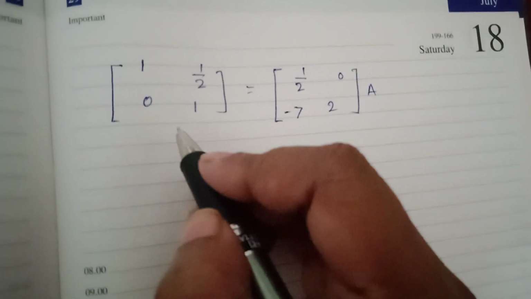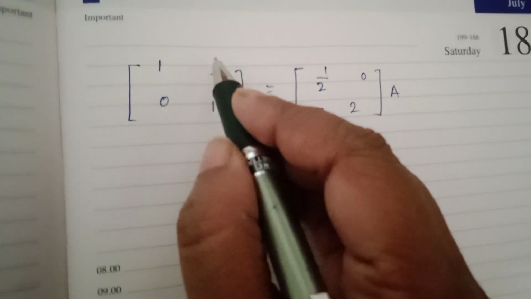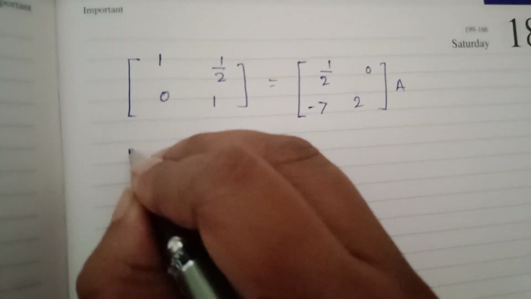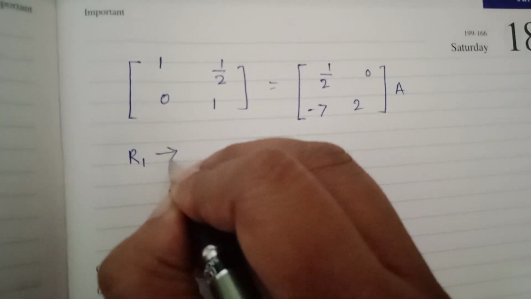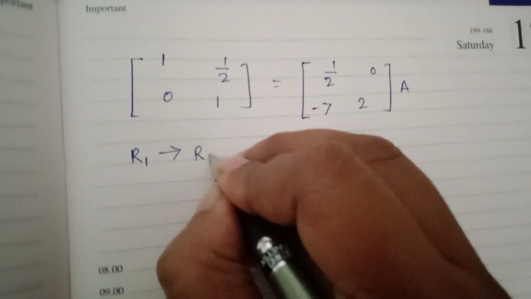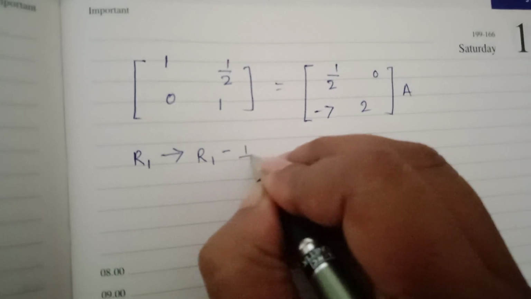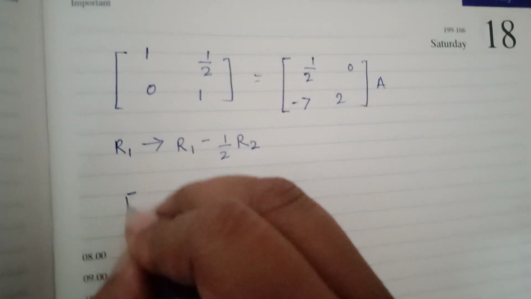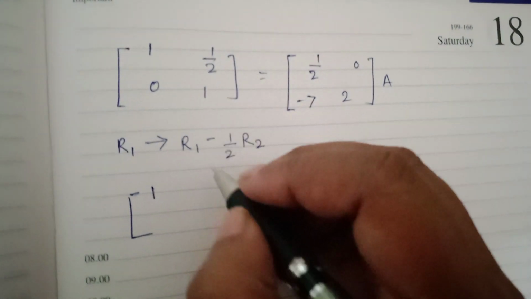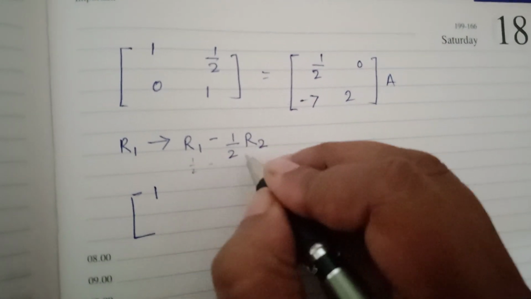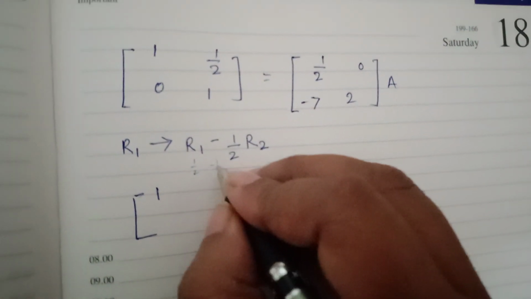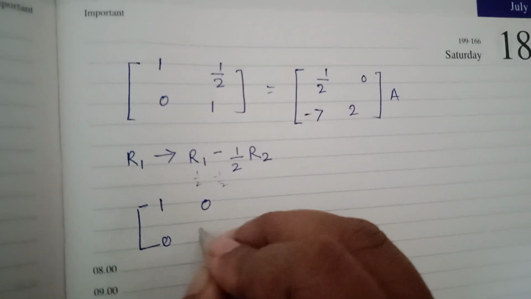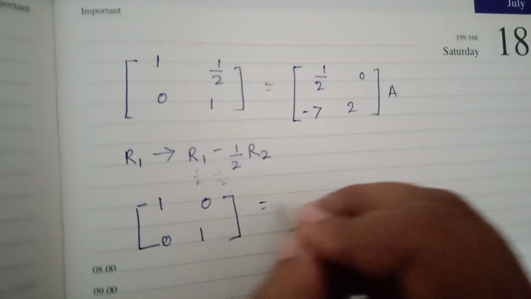So next, I want to make this half as 0. So I will say R1 to be R1 minus half R2. So here I have 1. So this is half minus half into half. Half into 1 is half. Half minus half is 0. So you see I got an identity matrix.